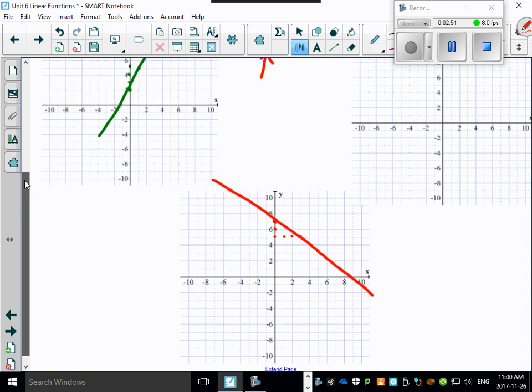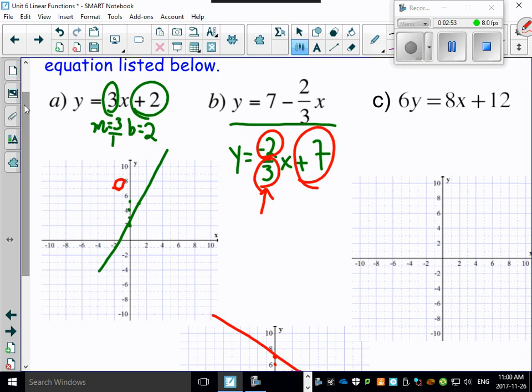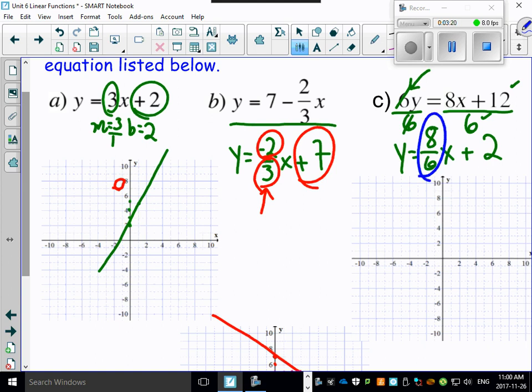Look at our next graph here. This one's going to be a little bit trickier because now it's not in y equals mx plus b form. It has some sort of crazy number up front here. Well, let's get rid of that number. All you have to do is divide the whole thing by 6. That's gone, leaving you y equals 8 over 6x plus, well, don't forget, 12 over 6 is just plain old 2. Now, you can reduce this. You can reduce 8 over 6 to 4 over 3.